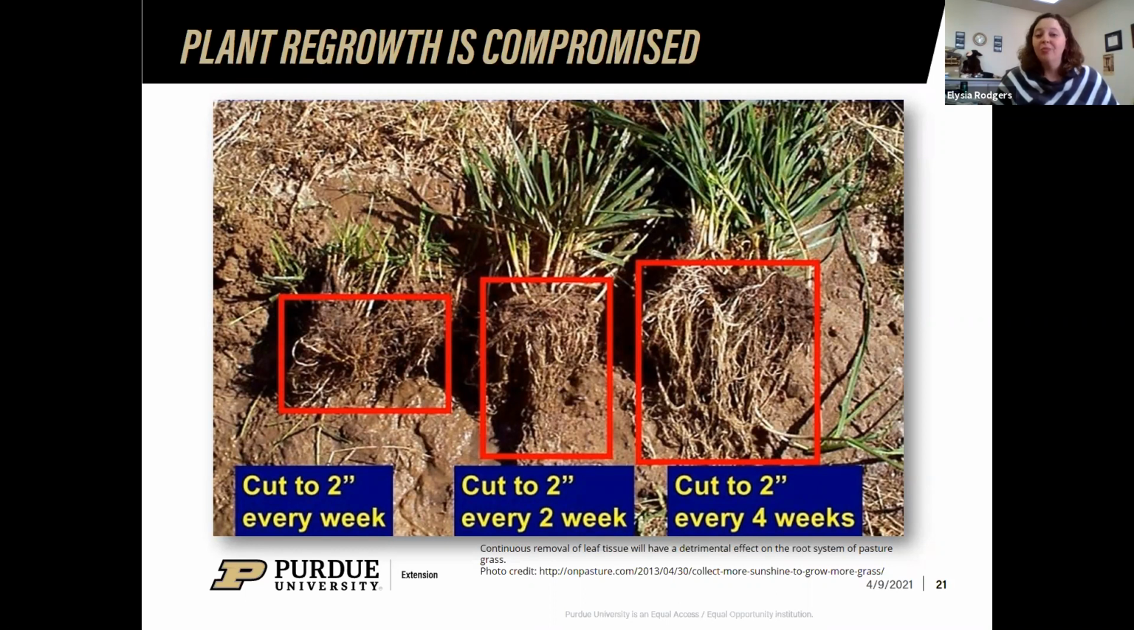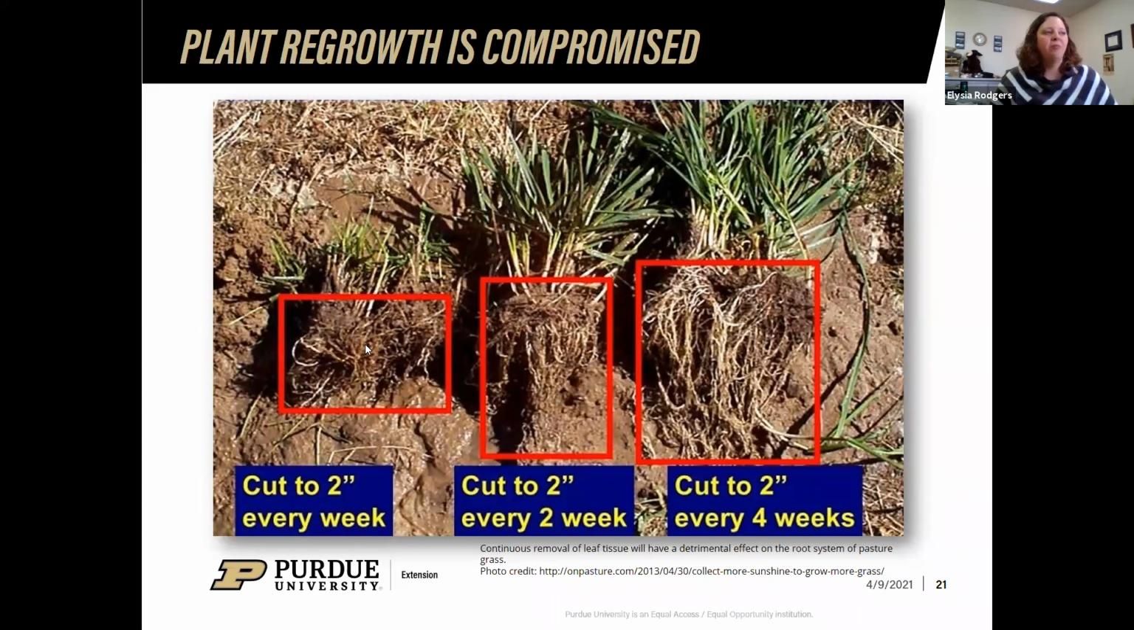And we can see that root system looks pretty healthy. It's nice and white, got some great length to it, things like that. Middle section, we've got 2 inches about every 2 weeks. So that might be getting a little more intensive on our grazing. We're cutting it more often, but we still have a halfway decent system. But you can see this middle section here, we don't have near the length that we do on the right picture. The middle one, you've got a little bit of length, you've got some smaller tillers here, but that's about it.